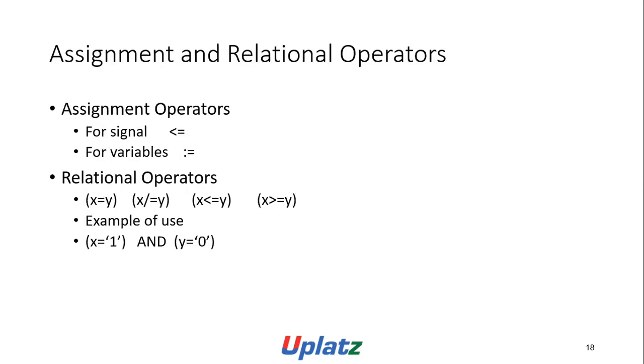Assignment and relation operators. Assignment operators for signal and for variable. Relation operators: X equal to Y, X not equal to Y, X less than or equal to Y, X greater than or equal to Y. Example of use: X is equal to 1 and Y equal to 0.